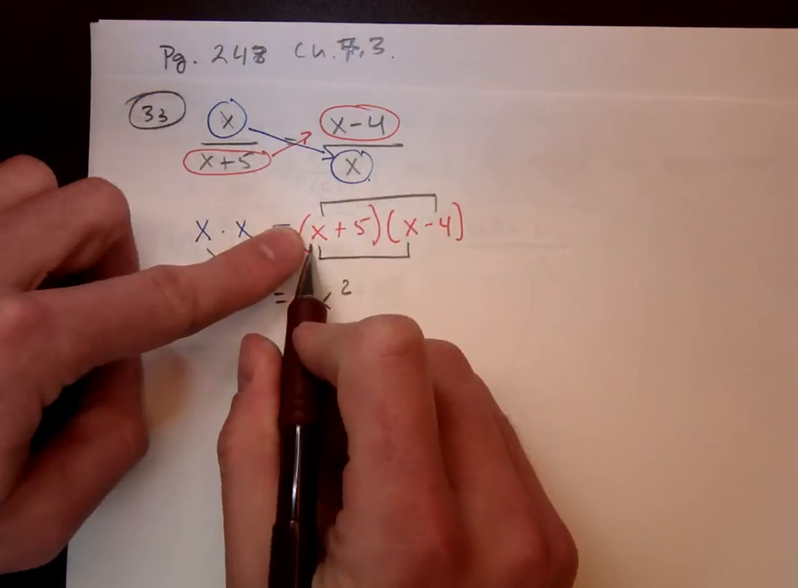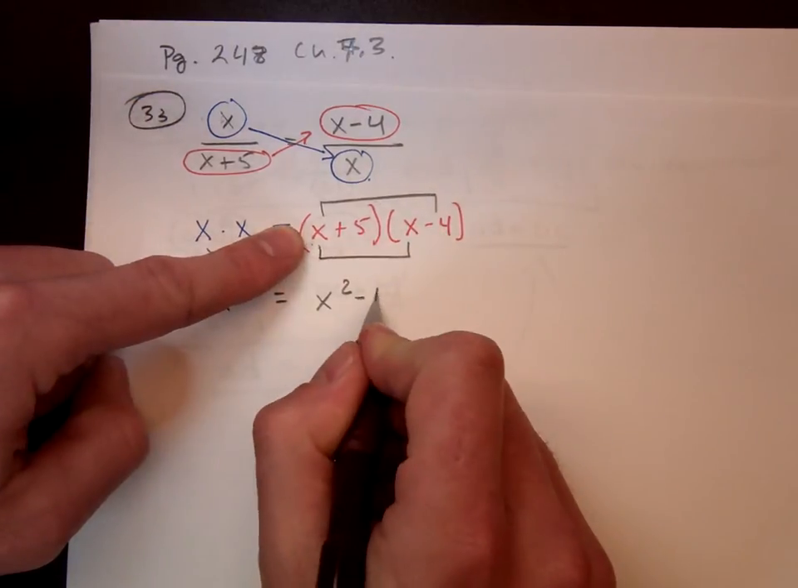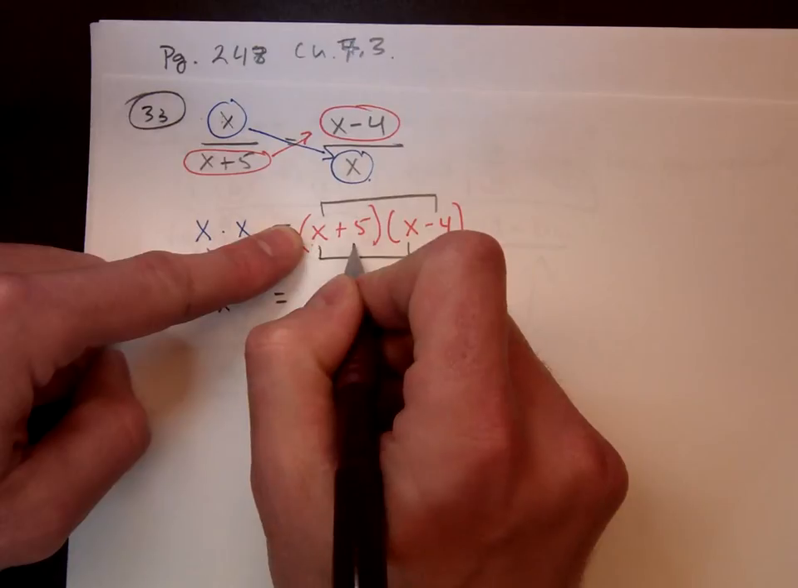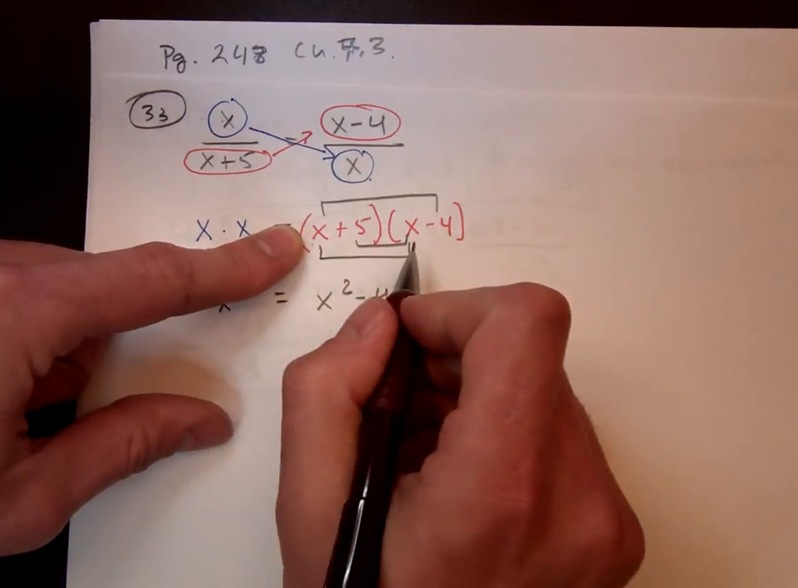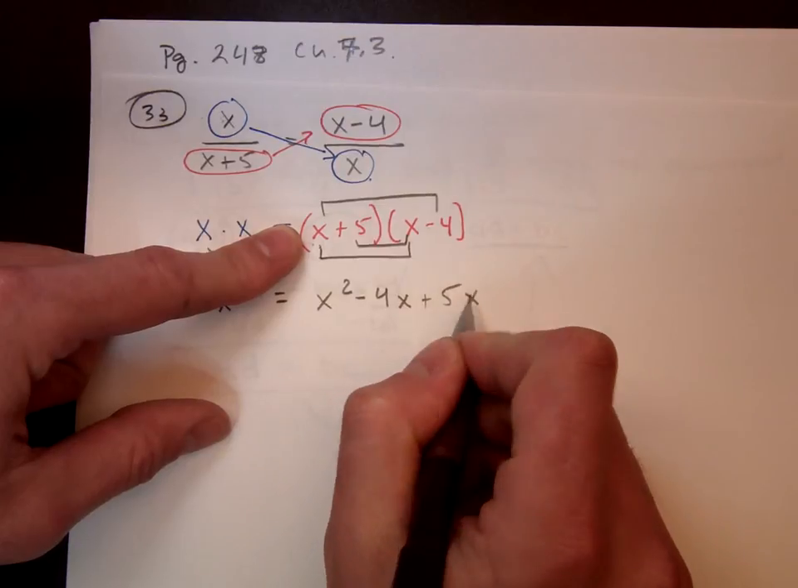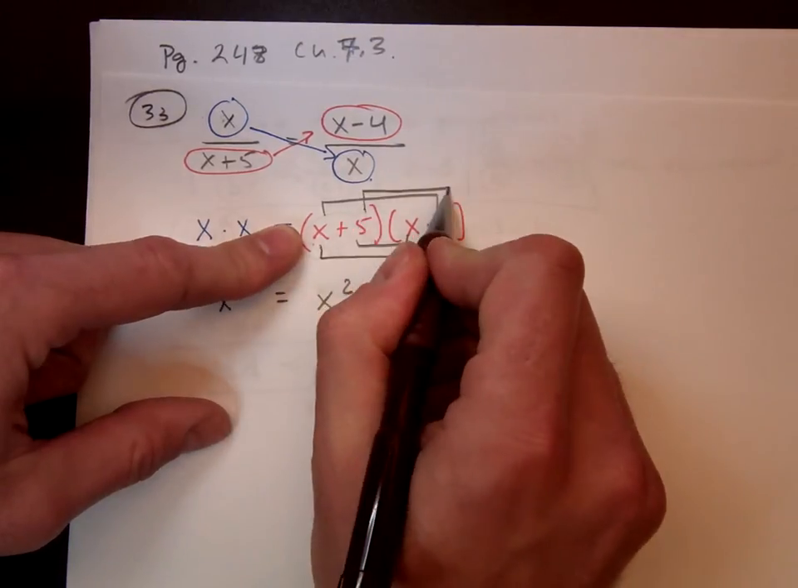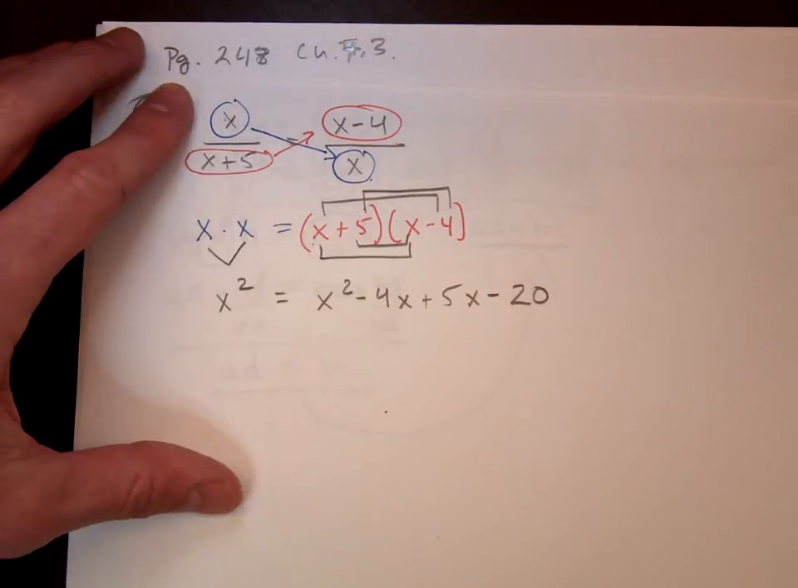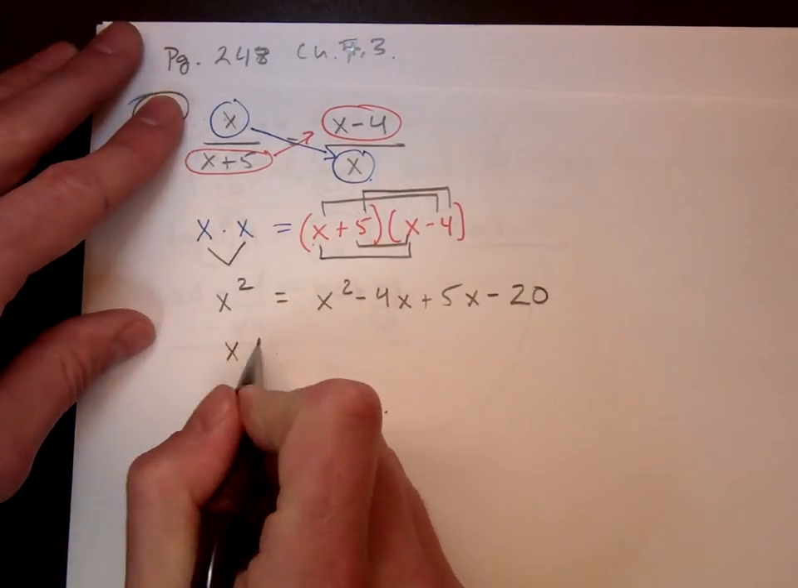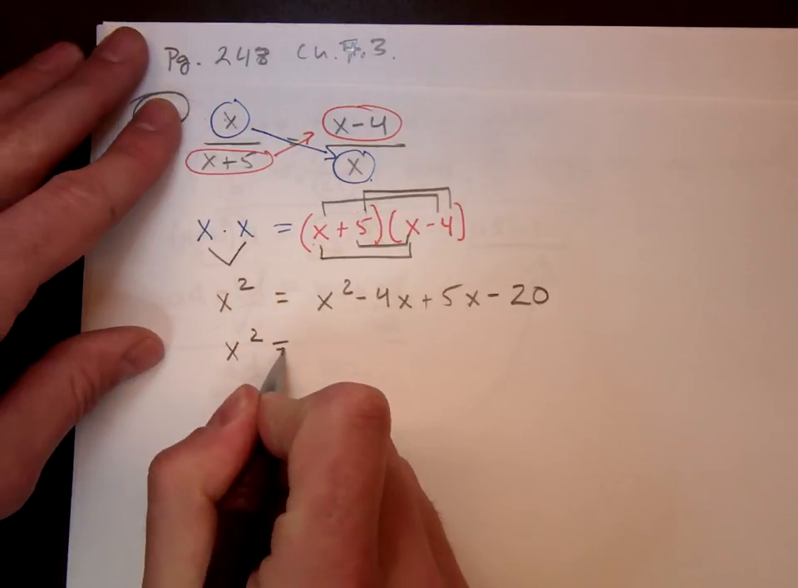Outside, x times negative 4 is minus 4x. Inside, 5 times x is positive 5x. And last, 5 times negative 4 gives us negative 20. Now we want to go ahead and simplify this out as much as we can. I'm going to leave this side alone for now.